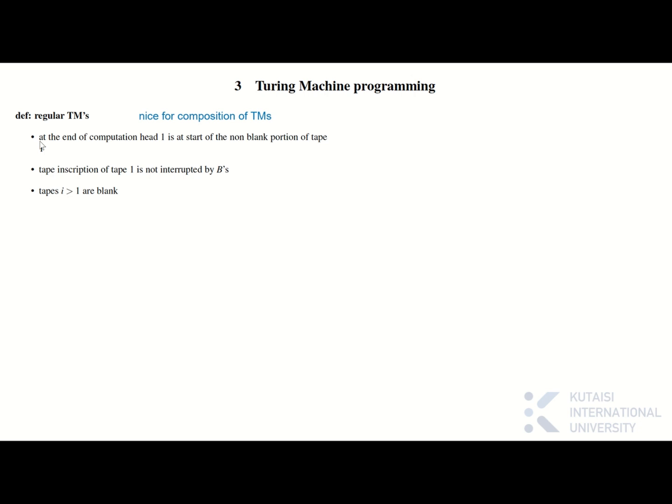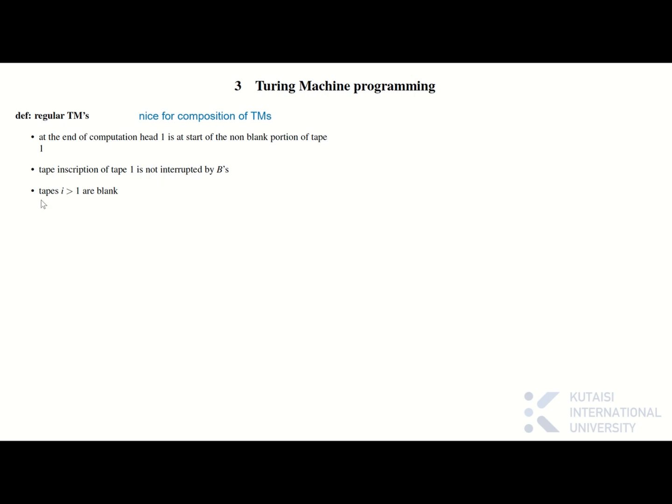So for example, I will call a Turing machine regular if at the end of the computation, head 1, if I have many tapes, is at the start of a non-blank portion of tape 1. So basically when I computed something, I moved back all the way and I'm at the start of the output. This allows me to start a new machine right away. And I will say that the tape inscription of tape 1 is not interrupted by blanks. Then I will call it regular. So tape 1 actually has an input ready for some other machine.